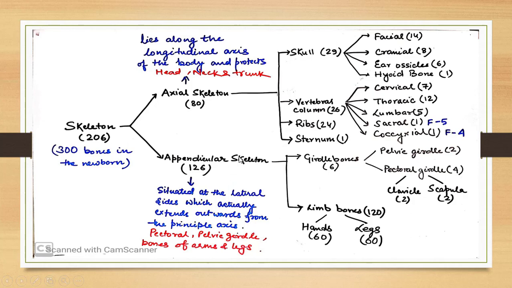Now let's talk about the appendicular skeleton. So we have seen earlier that it is situated at the lateral sides which actually extend outwards from the principal axis of the body, and it includes pectoral girdle, pelvic girdle, bones of arms and legs. So there are 6 girdle bones, 2 in pelvic girdle and 4 in pectoral girdle, out of which 2 are clavicle, which is also called collarbone, and 2 are scapula. In the limbs there are 120 bones, out of which 60 are present in hands and 60 in legs.